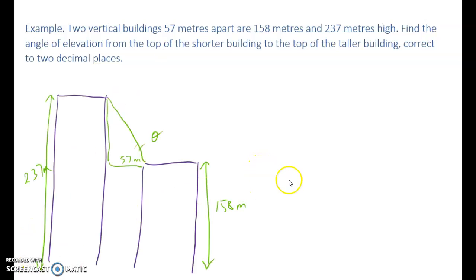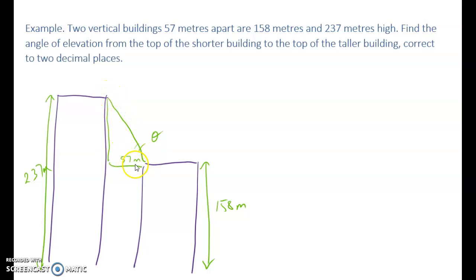Again, no ruler. Sorry guys. So this is our taller building. This is our shorter building. You can see the 237 meters and the 158 meters for both buildings. There's our 57-meter gap in the middle. Now we want the angle of elevation. I'm trying to indicate it here with theta from the smaller building to the taller building.